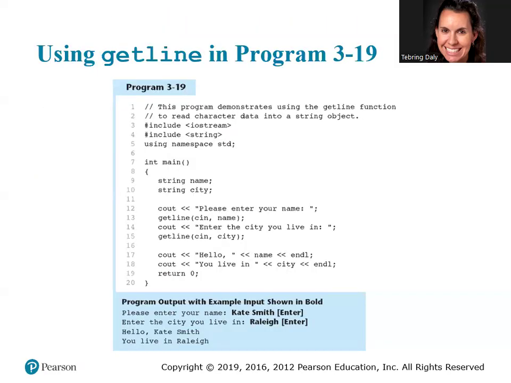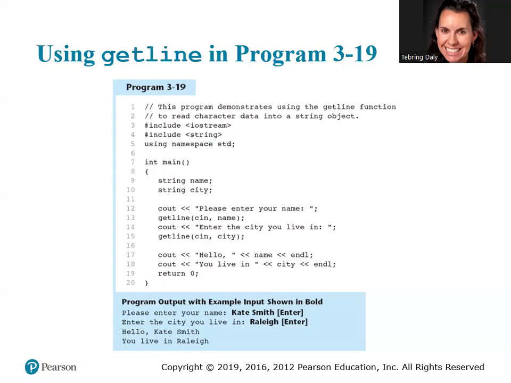So I tried to give an example of what the problem is. If you're entering your name, instead of saying enter your name and doing cin, you want to use getline and do cin name. And then if you want to do what city you live in, cin and then city, whatever variable is used up here.